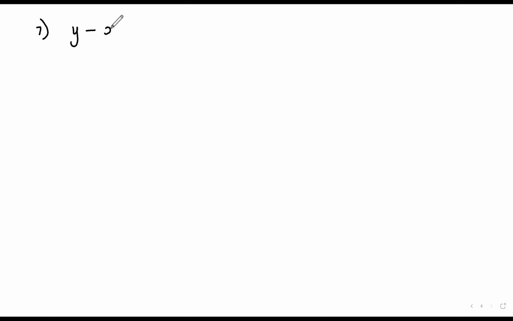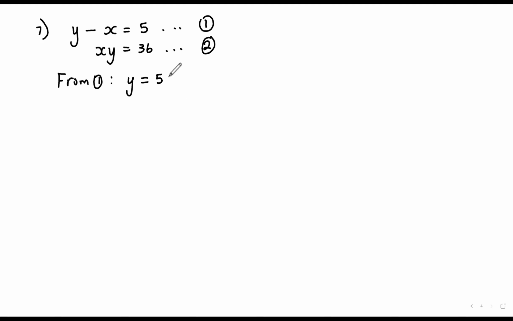Y minus x is equal to 5, and then xy is equal to 36. I'll get you started though. This is equation 1, and this is equation 2. So from equation 1, I'm going to make y the subject. So y is equal to 5 plus x. And that is your equation 3. So try this one for me, girls.